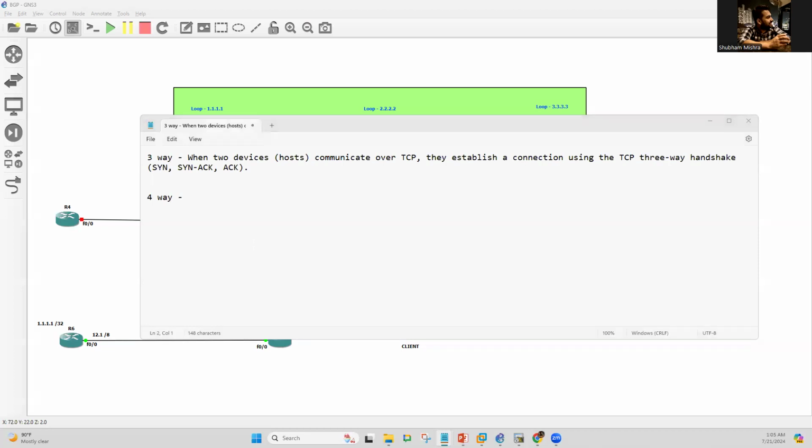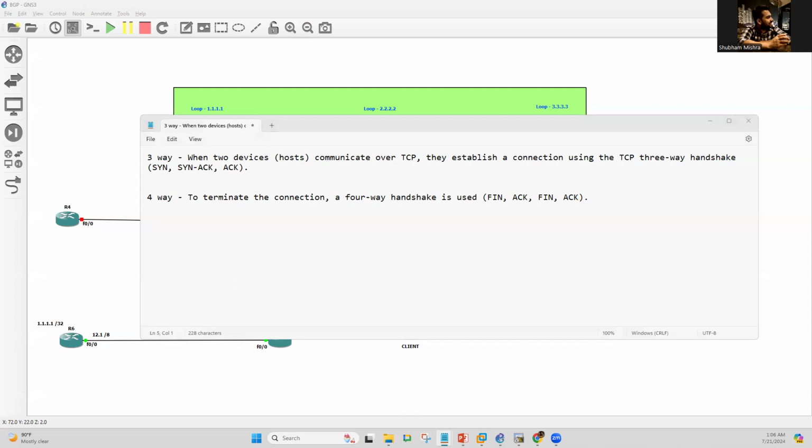Clear? Now, what do you mean by four-way? To terminate a connection, a four-way handshake is used. In the four-way handshake, the routers exchange four flag bits. First is FIN, second one is acknowledgement, third one is again FIN, and last one is acknowledgement. Are you getting my point? So to terminate a TCP session, routers use the four-way handshake.